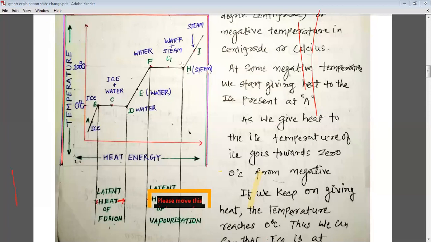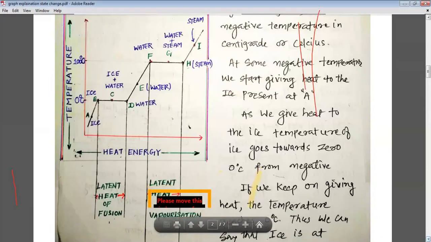When we reach point H, the total quantity of steam is 1 kilogram. So at point H, we have 1 kilogram of steam. Even at point H, the temperature of steam is 100 degrees centigrade or 373 Kelvin. My dear students, between point F and H, the temperature does not increase. The temperature always remains the same, that is 100 degrees centigrade or 373 Kelvin.